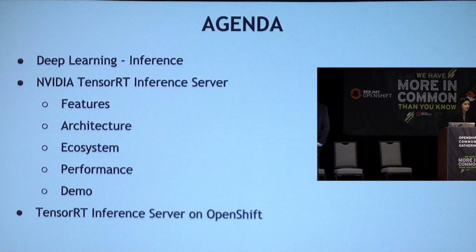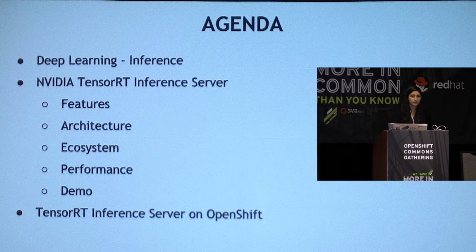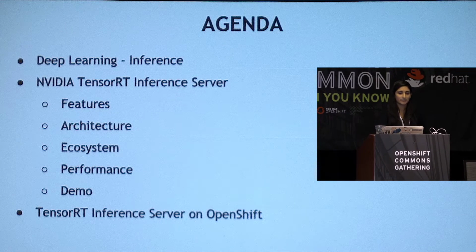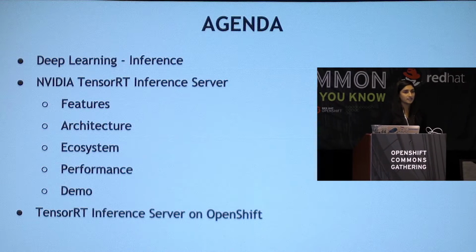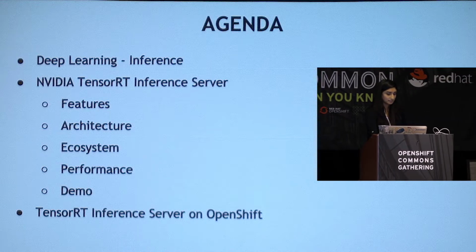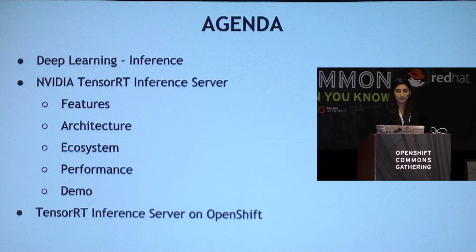Here's a quick agenda of what I'll be talking about today. First I'll give a high-level overview of deep learning, focusing more on the inference side. Then I'll dive a little deeper into the Nvidia TensorRT inference server, which is the product that I focus on, and the features that go into it, the overall architecture, the ecosystem. I'll do a quick performance slide and then the demo. And then I'll hand it over to Pete to talk about the inference server on OpenShift.